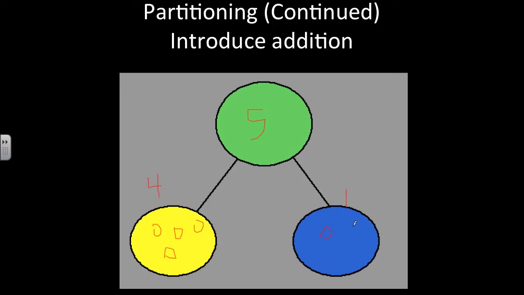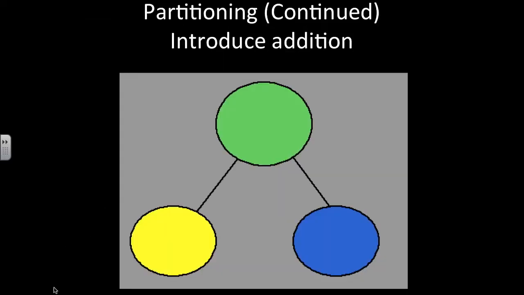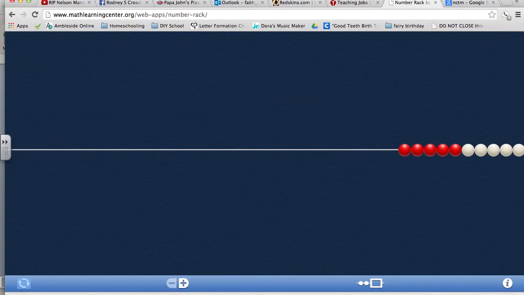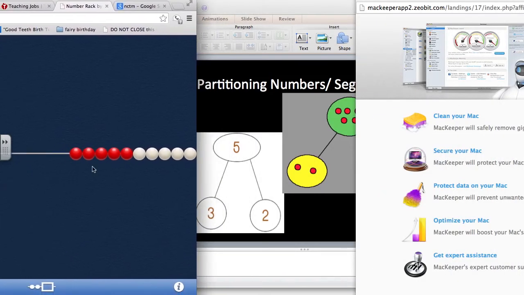Now you could do that with objects to begin with. Then I would go back to just writing it and using the abacus, because the abacus makes, in my opinion, everything easier. Let's go back and show you. Here's this abacus. I'm going to slide it over just a little bit. So we have, this is 5. So you could just do this. 5 is 3 and 2.